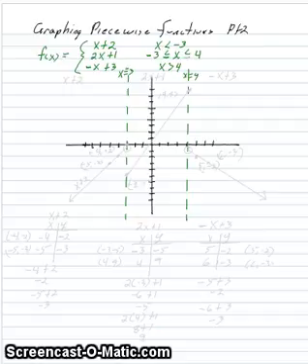And on the interval x less than -3, we're going to graph x plus 2. On the interval -3 to +4, we're going to graph 2x plus 1. And on the interval greater than +4, we're going to graph -x plus 3.